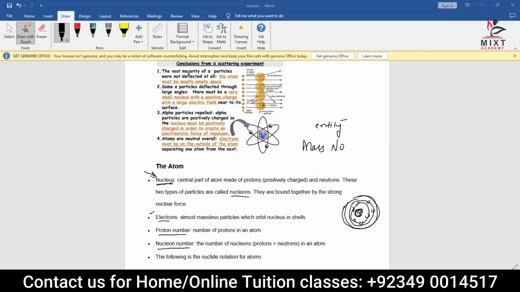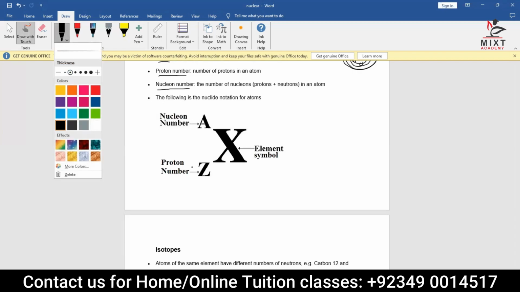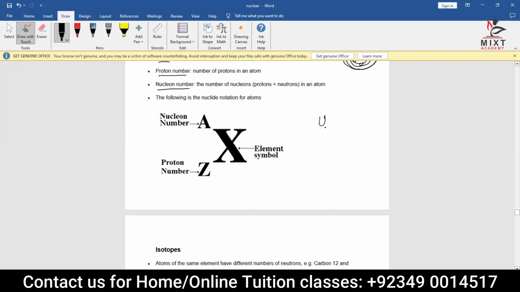Okay, now just continue. The following is the nuclide notation for an atom. Nuclides is the plural of nuclide. If you want to show one atom, this is the way of writing it as per this notation, where X is just the symbol for any particular element, Z is the proton number, and A is the nucleon number. Like, if I write uranium 92, 235, then this one will be your proton number, and this thing written on top will be your nucleon number. In other words, 92 is your atomic number, 235 is your mass number, and U is the symbol for the element, right?